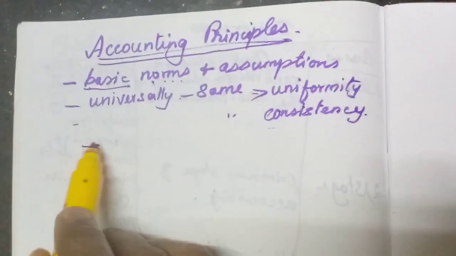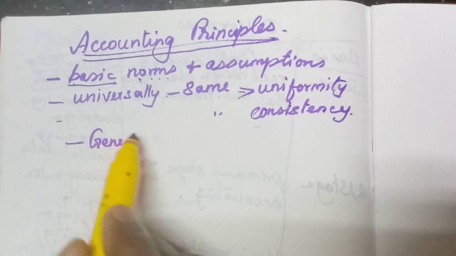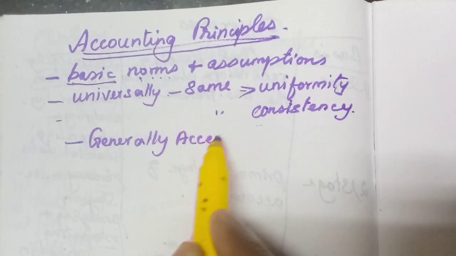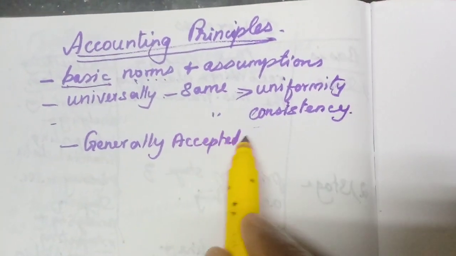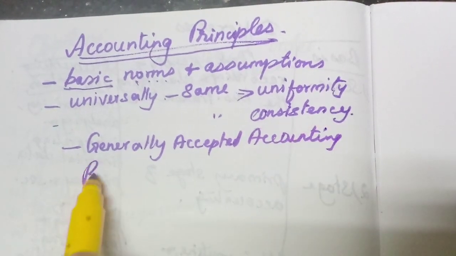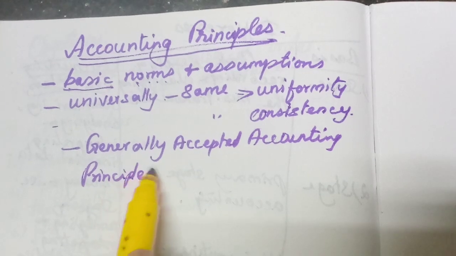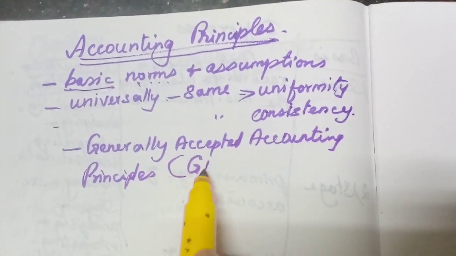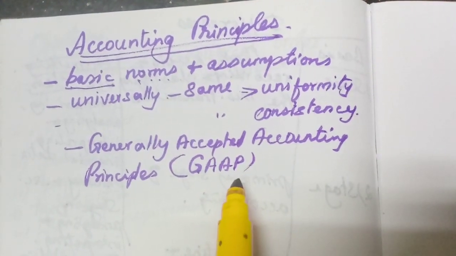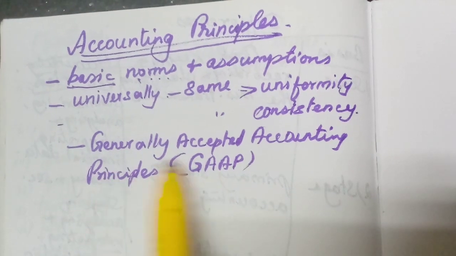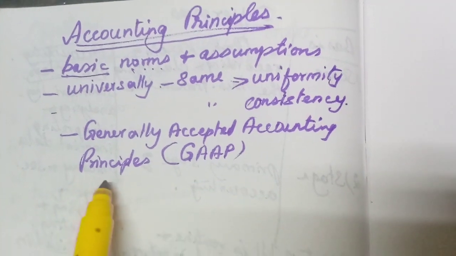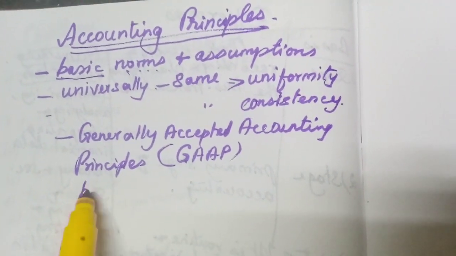These accounting principles are called generally accepted accounting principles. Earlier called universally accepted, now they have changed it to a new word, generally accepted accounting principles. Generally, everywhere the same is followed. So it is called in short GAAP. They may ask it as a one word answer: generally accepted accounting principles, GAAP. So we can say this GAAP is the basic framework.